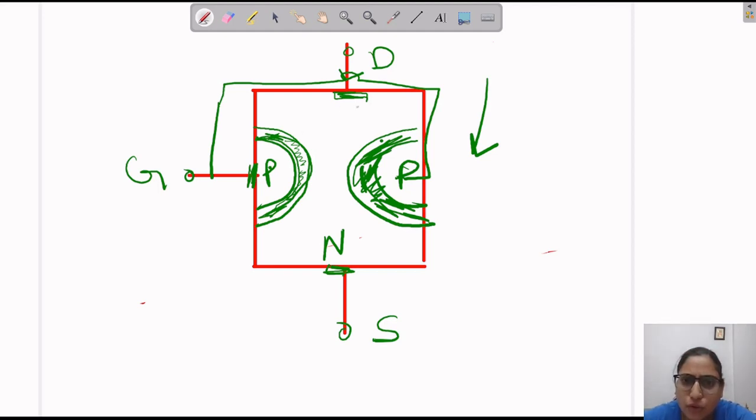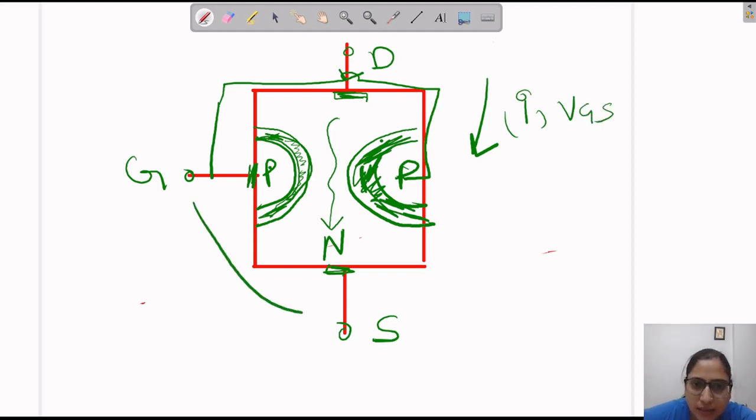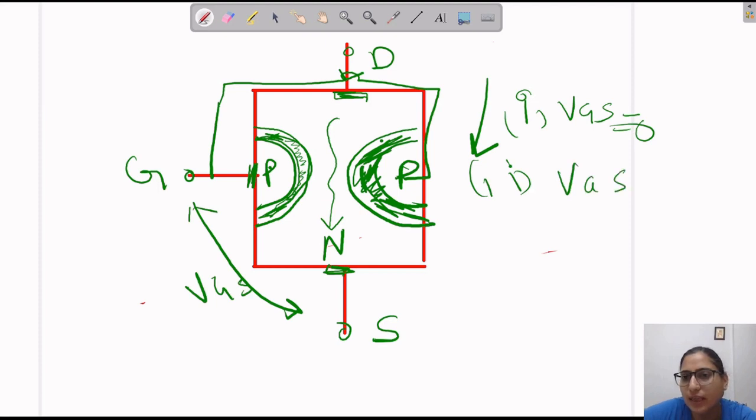In between this drain to source, we consider this as the channel because current is flowing here. So this is the channel where current is flowing. Now, if I talk about the working, we have two cases. First one, when VGS, the voltage between gate and source, is 0. And the second one, when this VGS is negative.